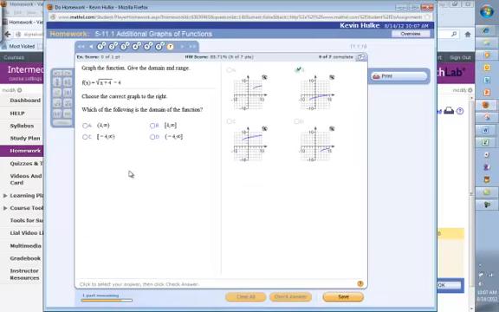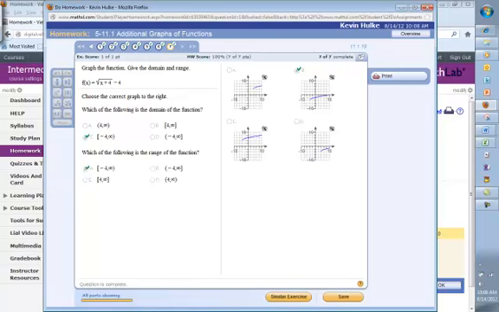I guess I didn't quite finish this one. We need to know the domain of the function. The domain, that's where it starts in the x, and it starts at negative 4 to infinity, and the range starts at negative 4 to infinity also. Looks like letter A is the correct answer. That's it.